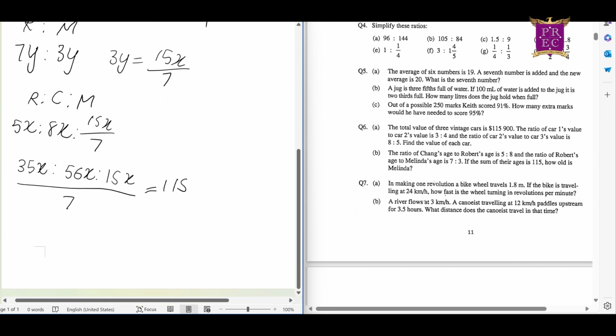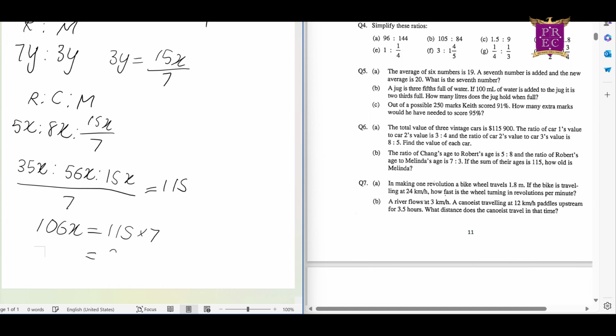What we can do after is add all these up first. Okay, so actually no, we'll do 7 times 115 and then add all of it up. 35 plus 35 gives us 50 plus 56 is 106x is equal to 115 times 7. And what we need to do is find out what x is. Okay, 115 times 7 gives us 805. And 805 divided by 106.